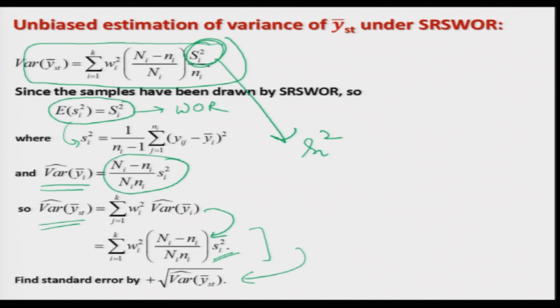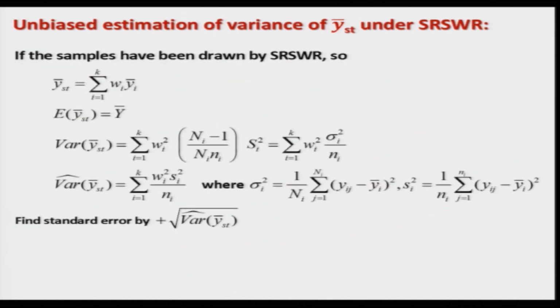The issues related to defining the standard error I have already discussed in the earlier lecture, so I will not repeat them again. Now, I come to another aspect. Suppose somebody decides that instead of drawing the sample by SRS WOR from the ith stratum, the decision is to draw the sample by SRS WR, simple random sampling with replacement. In that case, what will happen? Let us try to find out.